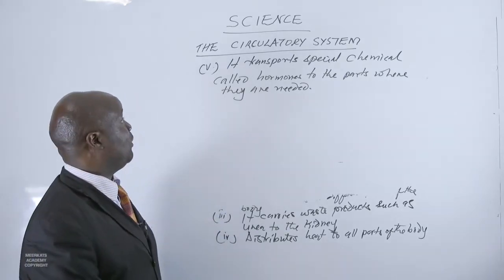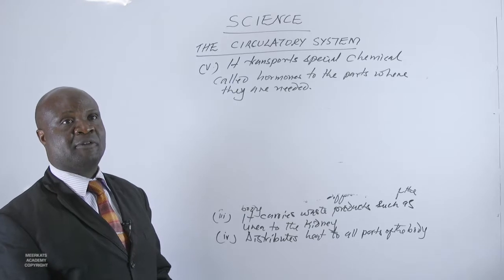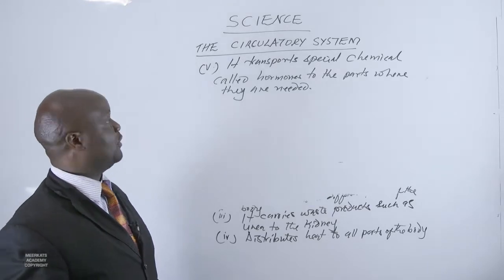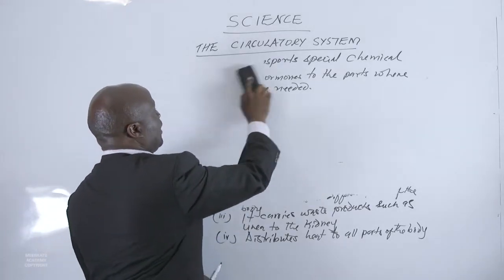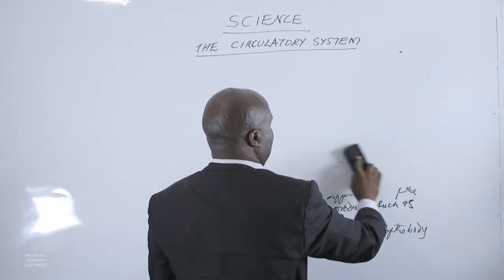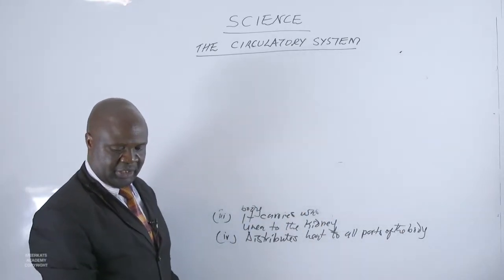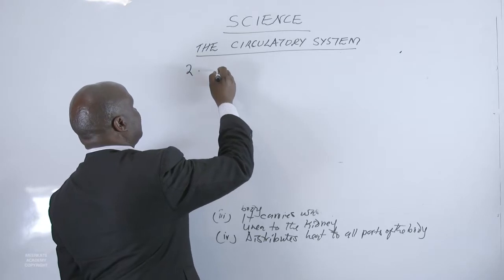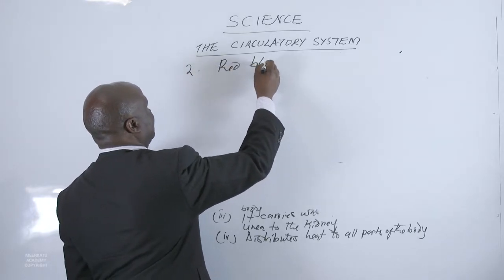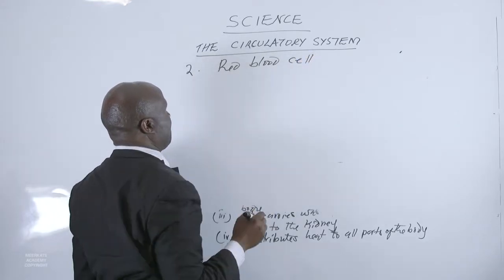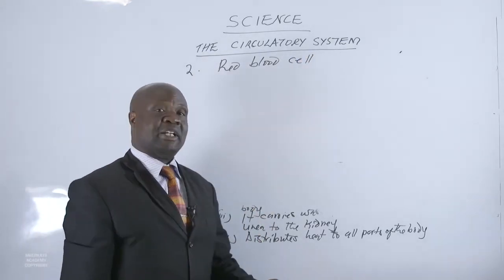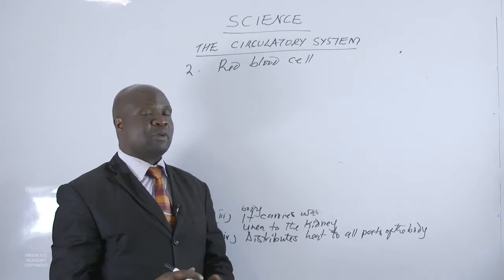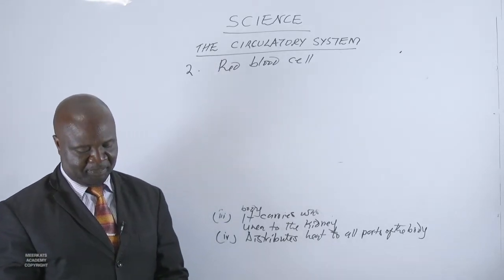So we have seen what plasma is, what plasma is made of, and its 5 functions. We can go to the second component of blood that we can read. We can look at the red blood cells. Now, we want to know what red blood cells are and what their function is. What do they do within the circulatory system?